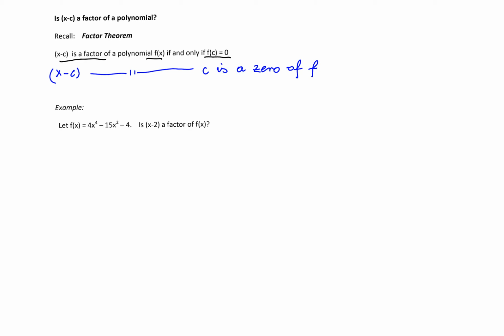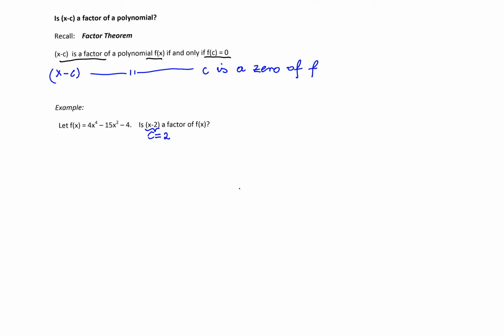Let's look at the example. The function f of x is 4x to the fourth minus 12x squared minus 4. And the question is, is x minus 2 a factor of f of x? In this case, the value of c is equal to 2.